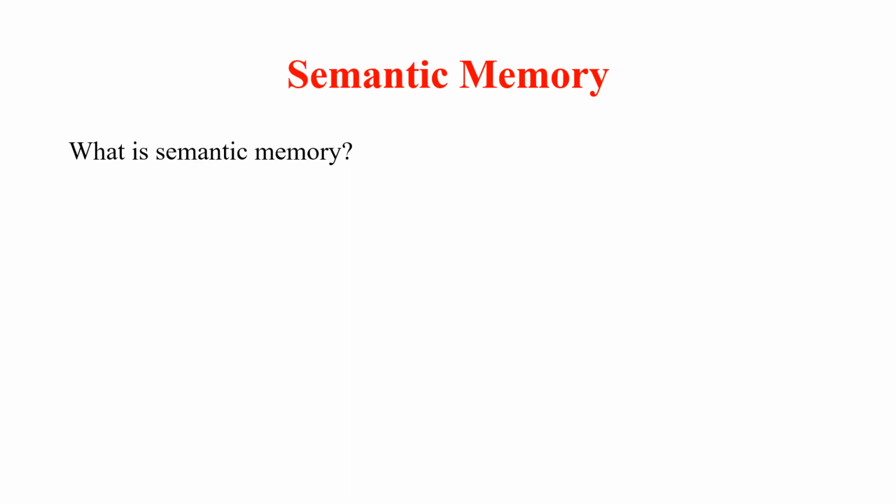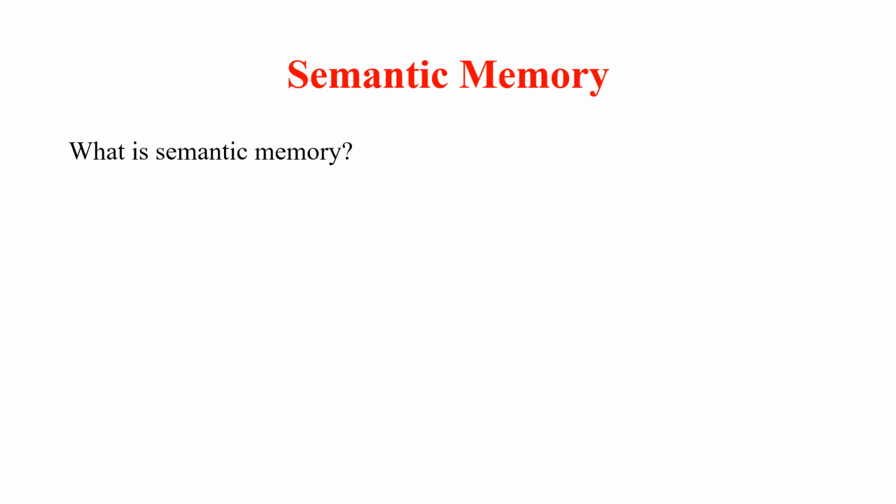Next, semantic memory. So what is semantic memory? Whatever skill you have learned, whatever facts you have learned, whatever knowledge you have acquired throughout your life, all these things are present in your semantic memory. Also, there are other things in semantic memory to discuss. So let us see that semantic memory is one type of structure.